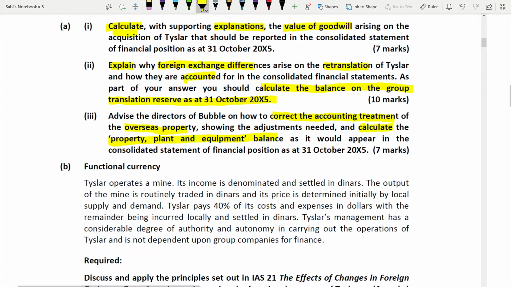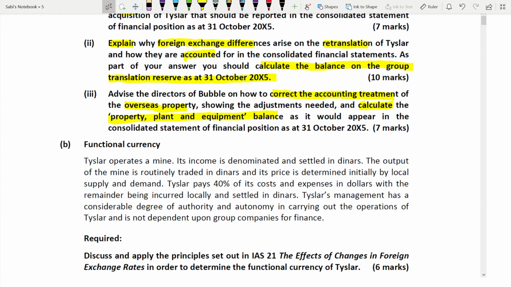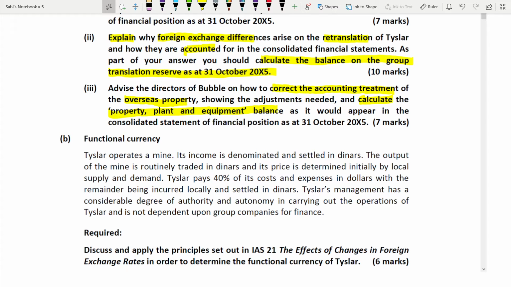So now part B. Tesler operates a mine. This is about functional currency. So they are giving you information on how to determine functional currency. It operates a mine. Its income is denominated and settled in dinar. So income in dinar. It is denominated and settled in dinar.